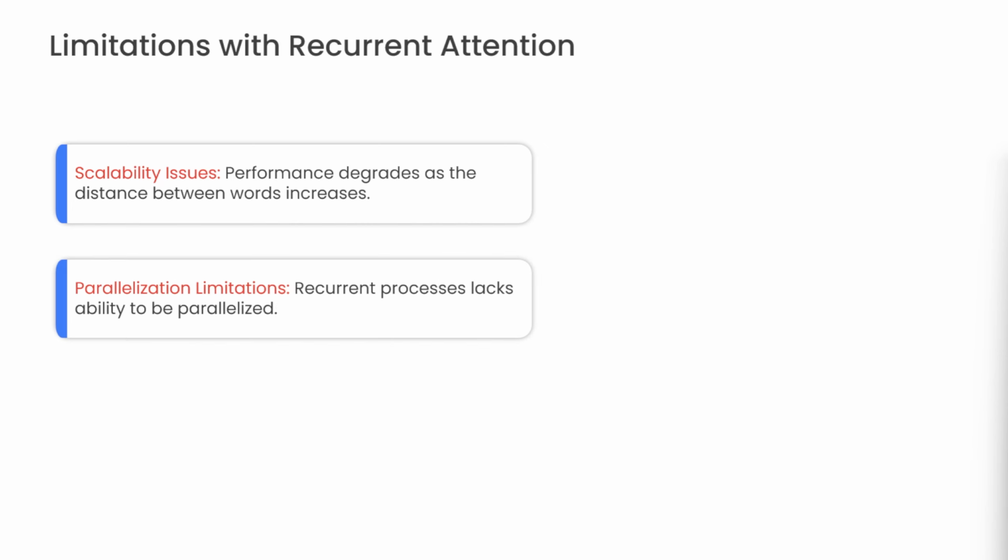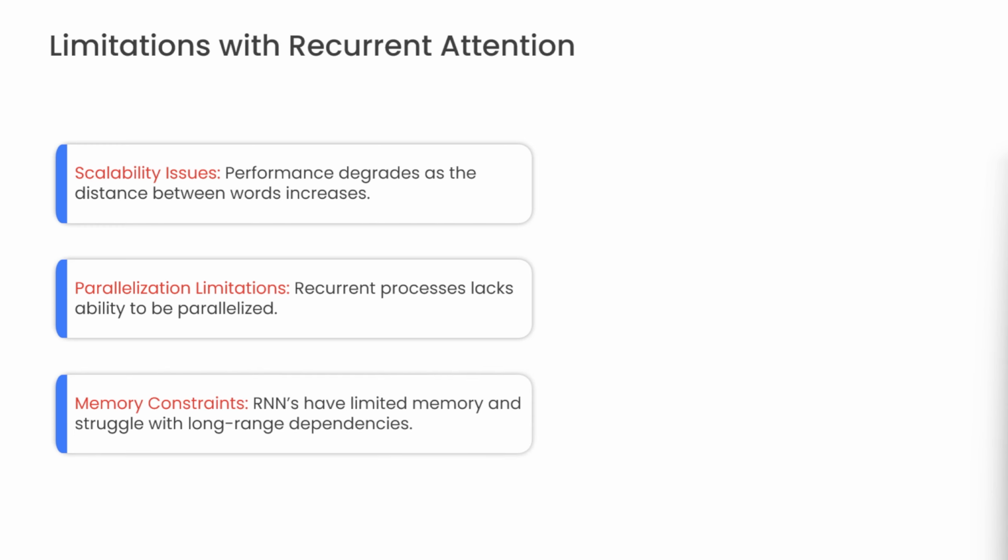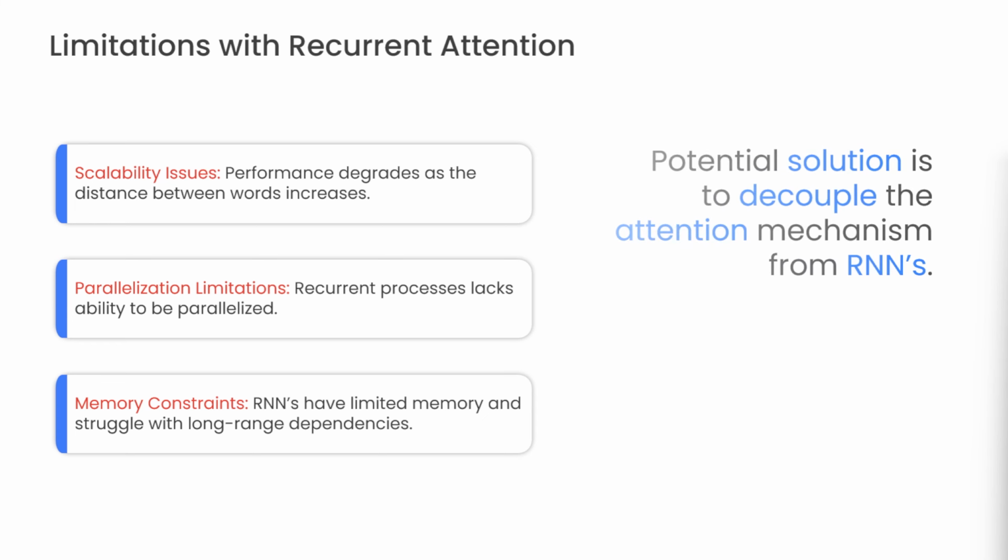RNNs process data sequentially, meaning that they can't be parallelized. This lack of parallelism becomes a bottleneck, especially when working with large datasets or long sequences, slowing down both training and inference times. RNNs inherently have limited memory, which makes it difficult for them to handle long range dependencies in sequences. They tend to forget information over long time steps, making them unsuitable for tasks requiring the retention of context over long sequences.